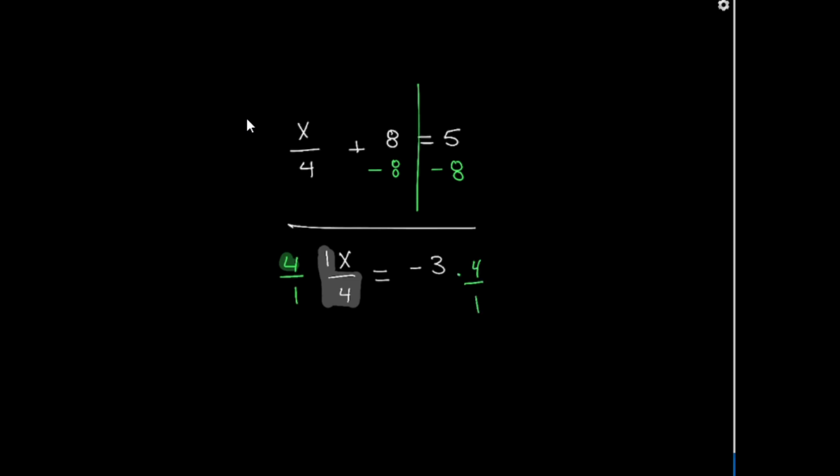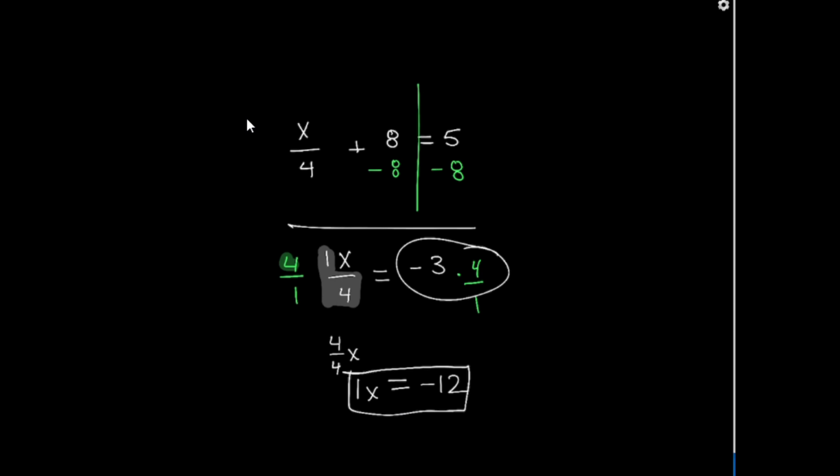And that's because 4 times 1, 1 times 4 is both the same thing. That actually leaves me with 4 over 4x, and 4 over 4 is the same thing as 1x is equal to, and then I just multiply my -3 times my 4 to get a -12. And this one will be my final answer.